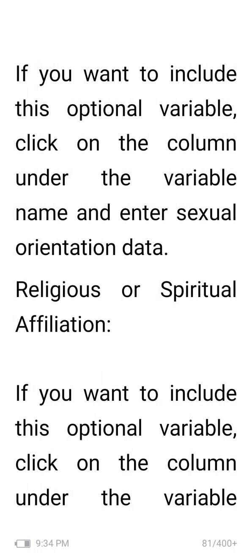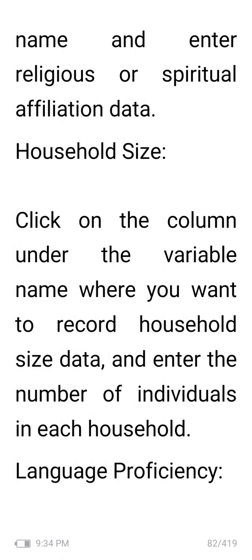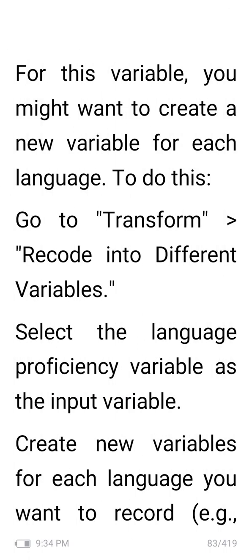Then sexual orientation, if you want to include this option available, click on the column under the variable name and enter sexual orientation data. Then religious or spiritual affiliation, if you want to include this optional information variable, click on the column under the variable name and enter religious or spiritual affiliation data. Household size, similarly we will be adding. Language proficiency is the same.